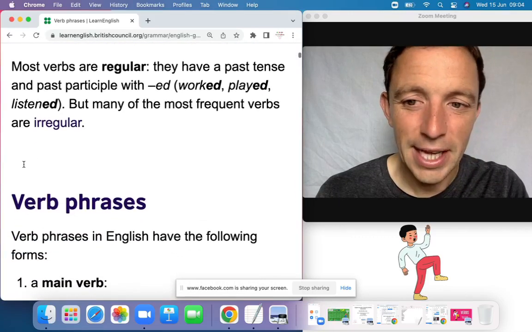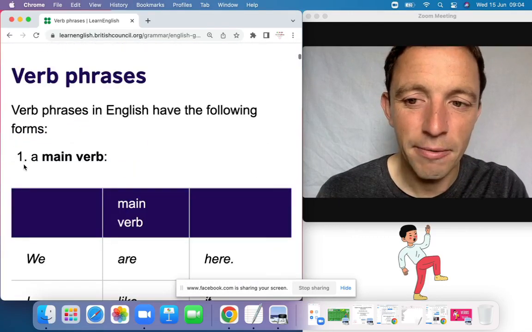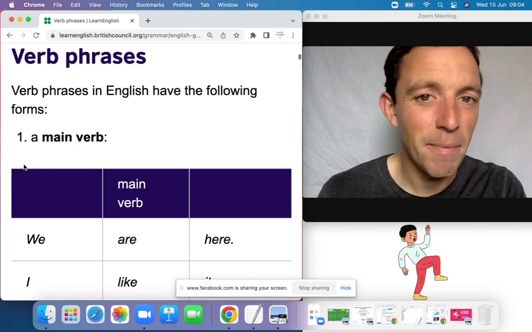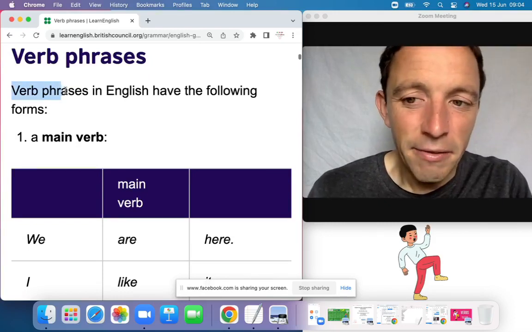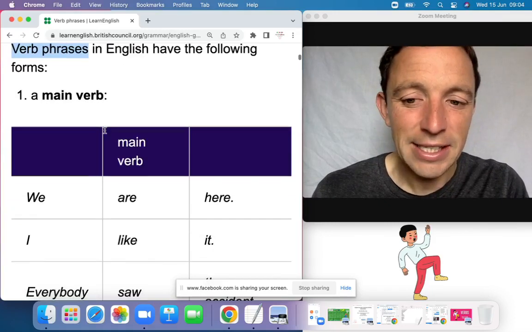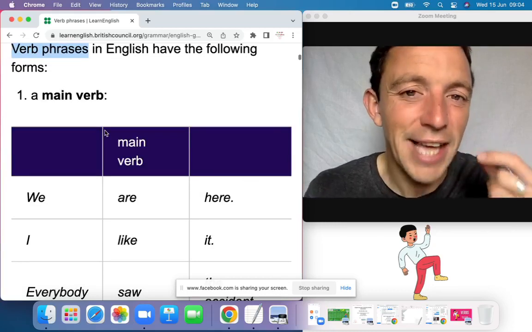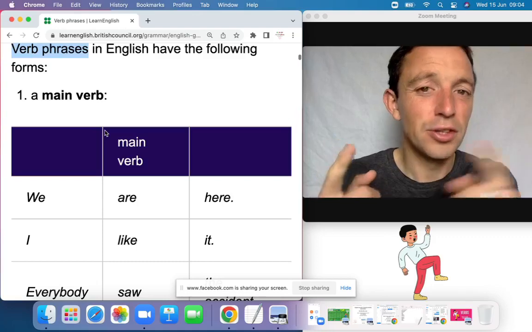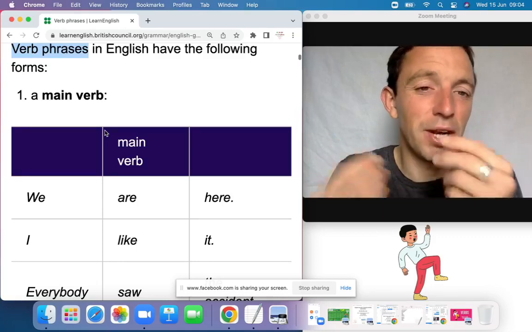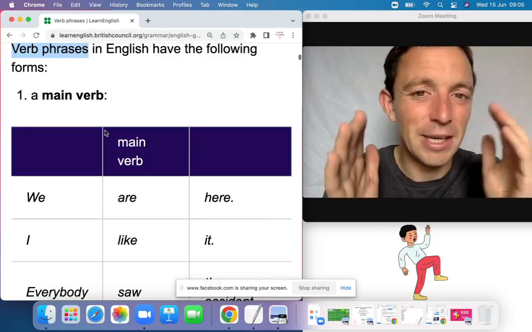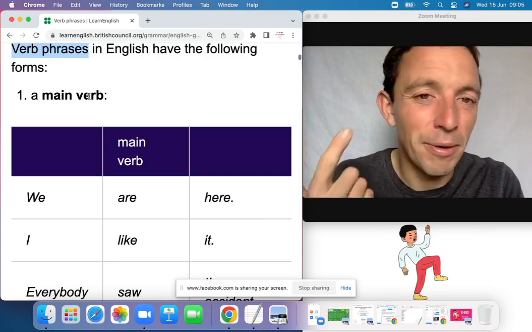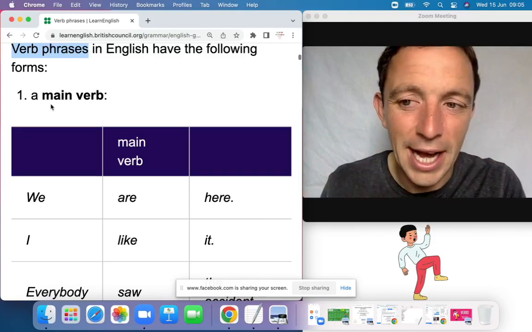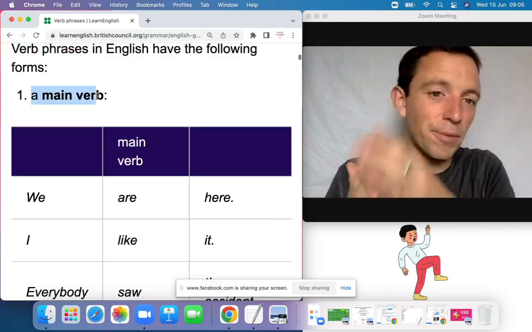So again, verb phrase. What is a verb phrase? Verb phrase basically is like a clause. Another technical name is a clause. Subject, verb, object. Subject, verb, preposition. Subject, verb, adverb. This is a typical clause or a verb phrase. Okay, and basically there's the main form.